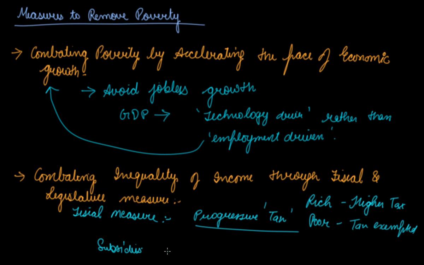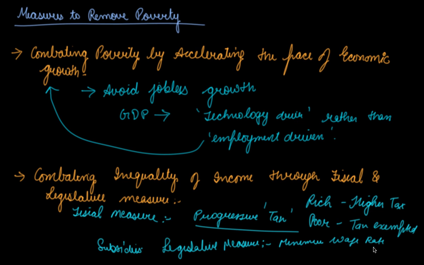The next is your legislative measure. Legislative measure means you are making some laws in favor of the poor. That is the minimum wage rate. For example, rupees 500 is fixed as the minimum wage rate for the people, that you cannot appoint a worker below rupees 500 per day. So, the minimum wage rate act makes it mandatory for the employers to offer the minimum wages to the employees.